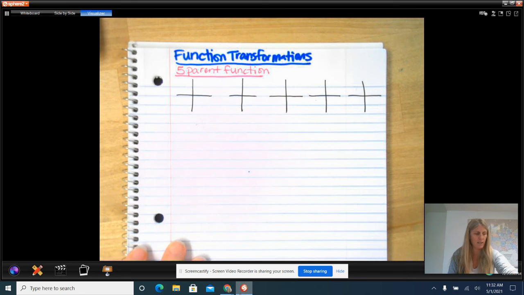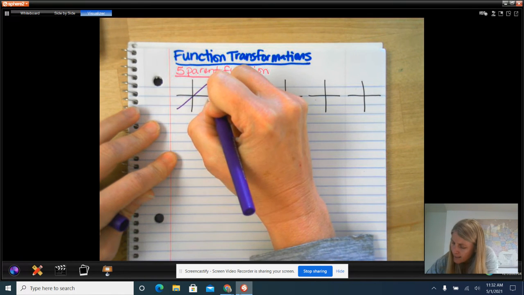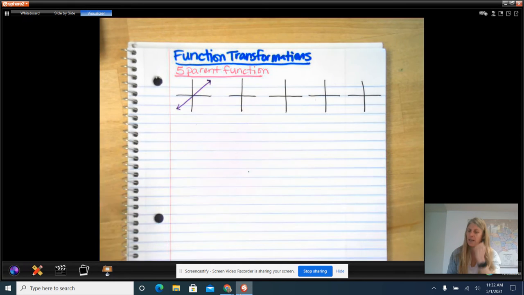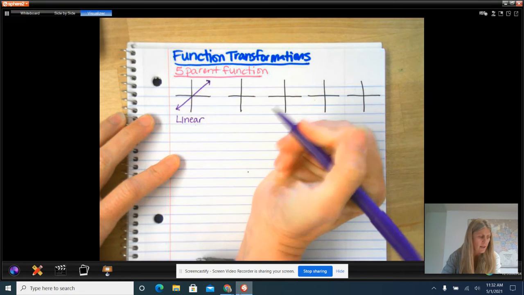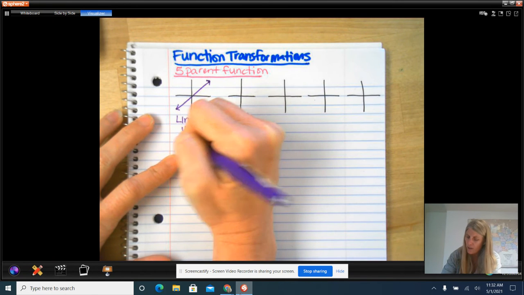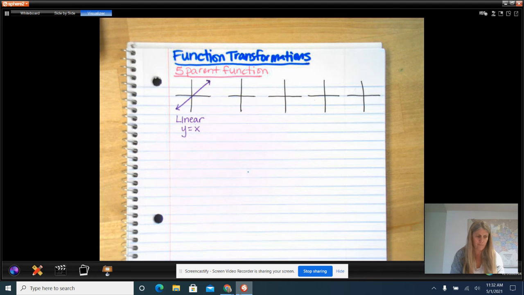So our first one here is our most basic, and it is a line that has a slope of 1 and goes through the origin. And so this is a linear equation, and our formula that we're going to start with every time we see a line is y is equal to x. Okay.